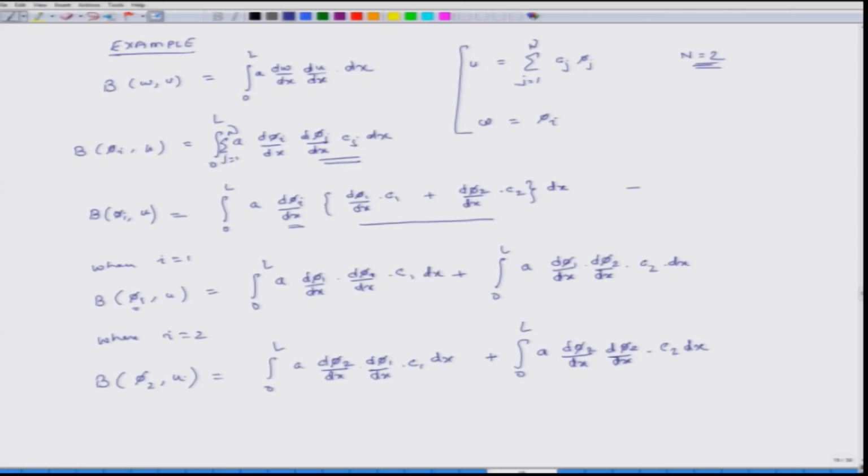Okay. So, I am getting 2 equations. One is for B of phi 1, u and the other one is B of phi 2, u. And now I identify these things. So, what I do before, this C1 is a constant but it is unknown, so I move it outside the integral sign. I moved it outside the integral sign.